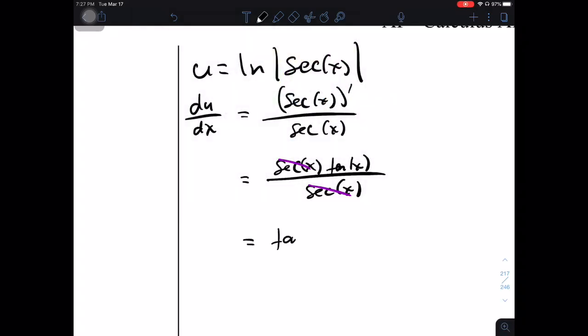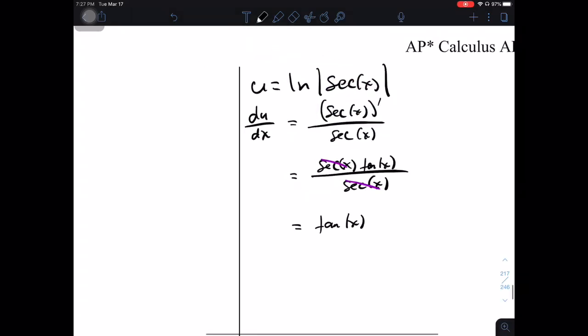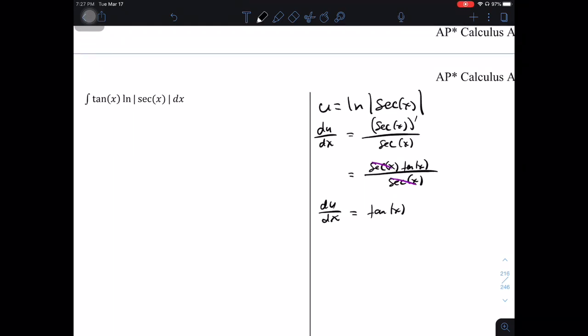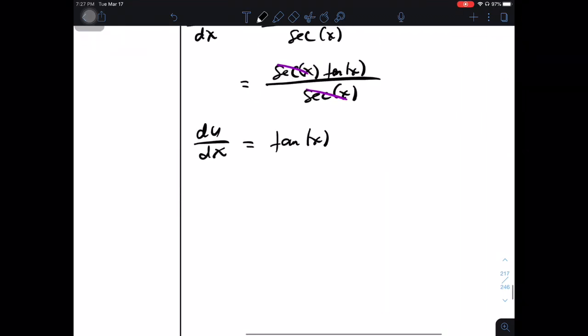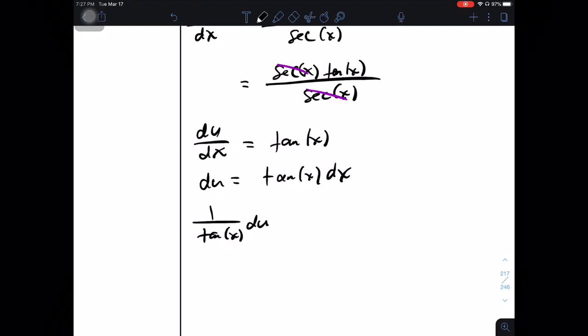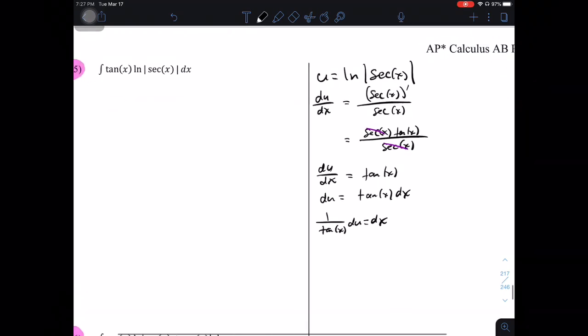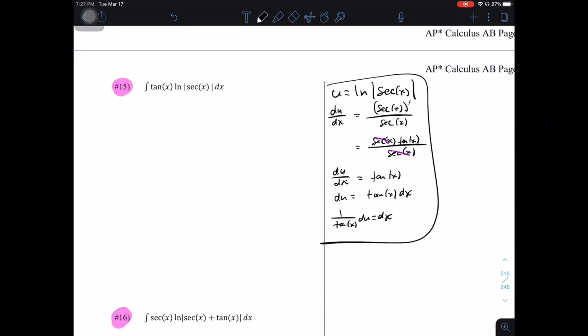So we were able to accomplish what we wanted, which was we set u equal to something and the derivative of that thing is in the problem. It means things are going to cancel wonderfully. If we multiply both sides by dx, and then divide by tangent, we get 1 over tangent of x du is dx. That's beside work.